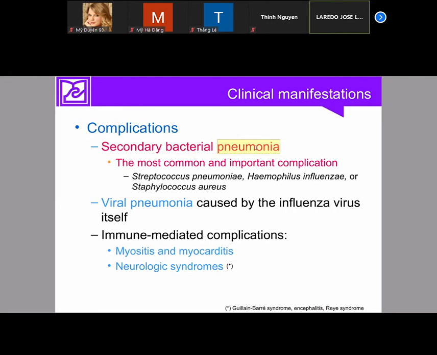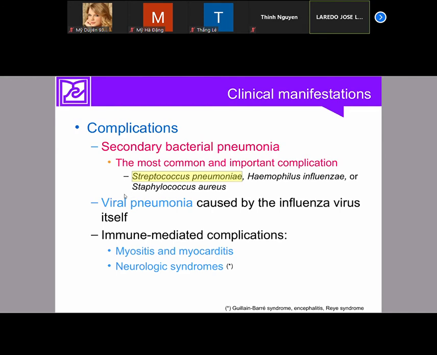So pneumonia caused by bacteria. This is the most common and the most severe complication, usually caused by Streptococcus pneumoniae. This is the most common one, but also by Haemophilus influenzae or Staphylococcus aureus. The most common one, Streptococcus pneumoniae.